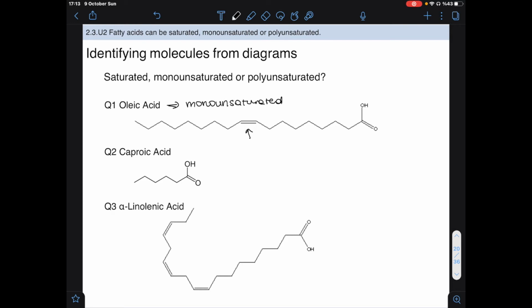So moving on to the second one. So here there are no double bonds. So we can say that it's a saturated fatty acid. And the final one, we have 1 over here and another over here. So we have 3 double bonds, meaning that it's polyunsaturated.